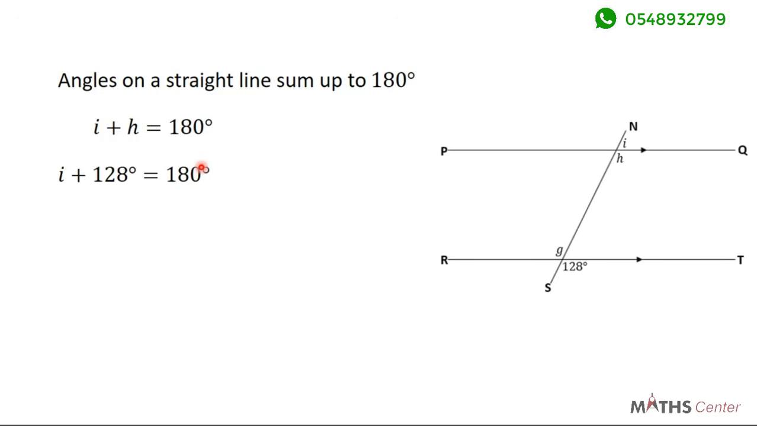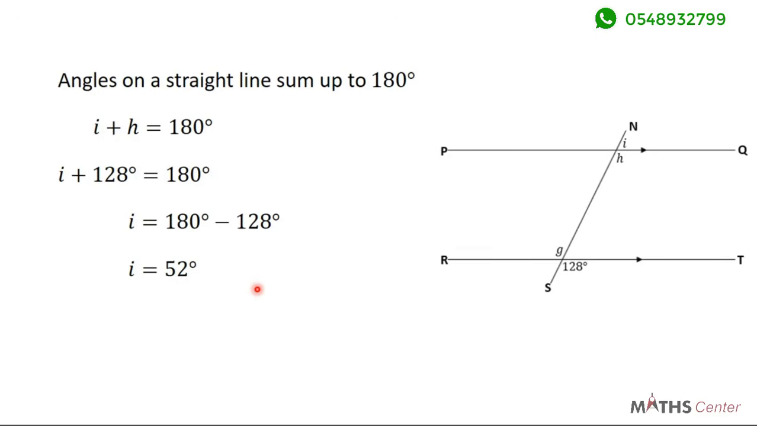We have already found H to be 128 degrees. So we say that I plus 128 degrees will give us 180 degrees. Then if you simplify, you are going to have I equal to 180 degrees minus 128 degrees. Then I is equal to 52 degrees.